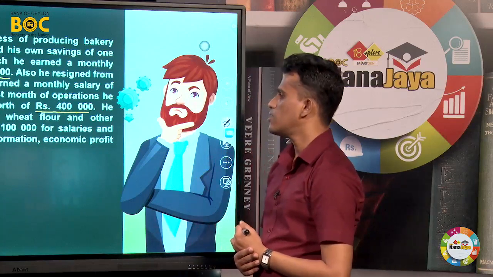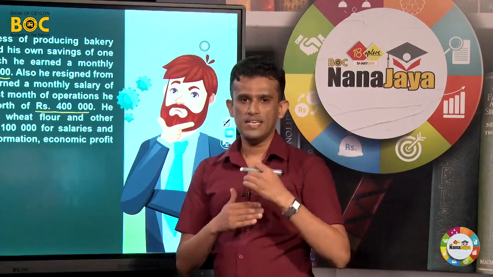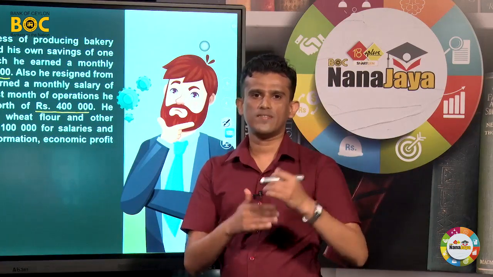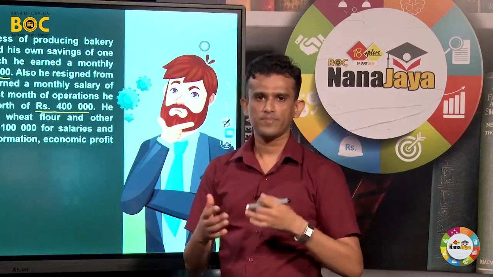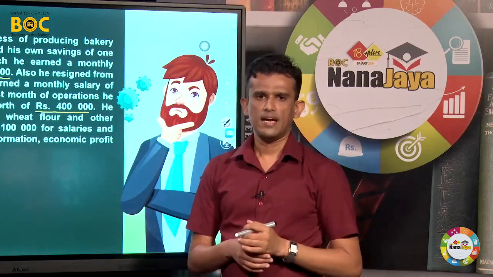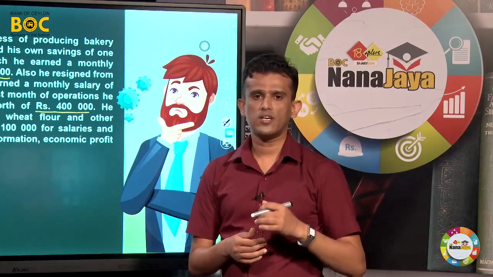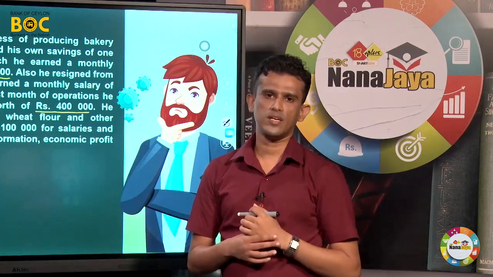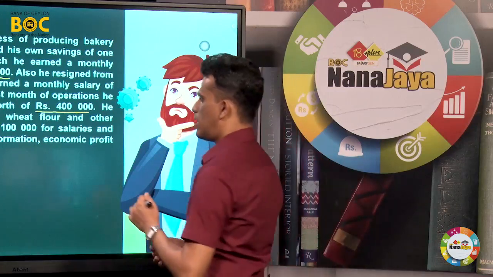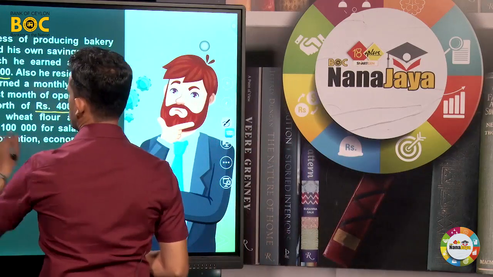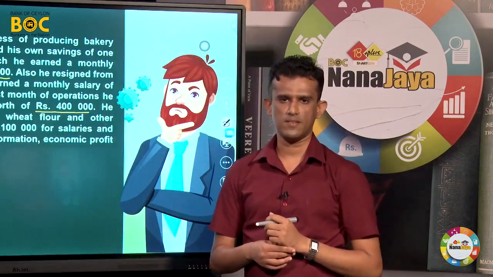He incurred rupees 80,000 on wheat flour. So he is acquiring wheat flour from outside of the organization. For that he has to pay 80,000 on this respective production activity as the cost on raw materials. So this is a cost incurred on acquiring resources from outside of the organization, which is an explicit cost. So this 80,000 is an explicit cost of this respective production activity being considered.